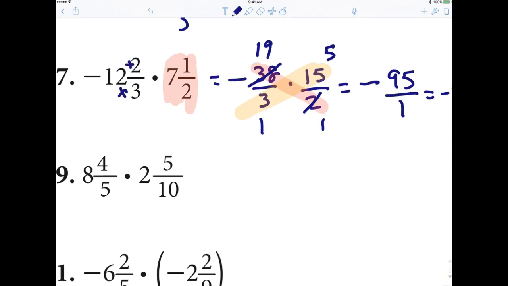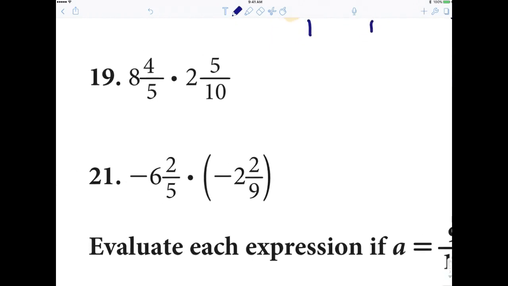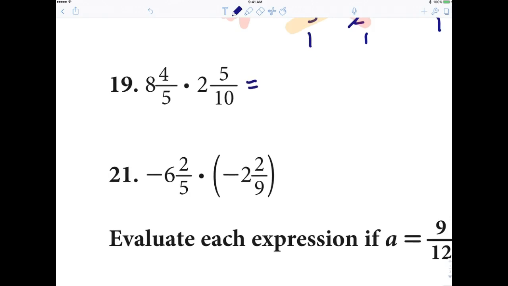So now let's take a look at 19. The first fraction. Vivian, what is that going to convert to? 8 4/5 would be 44/5. Very good.